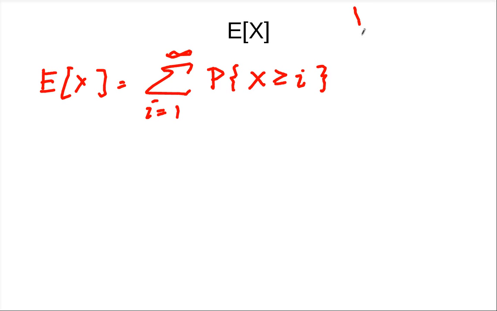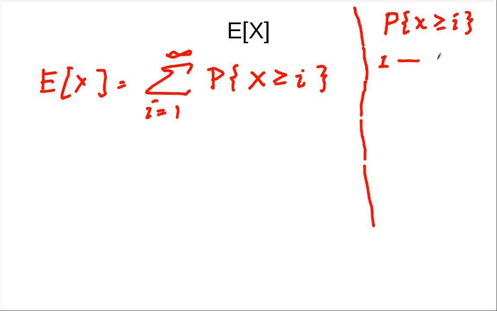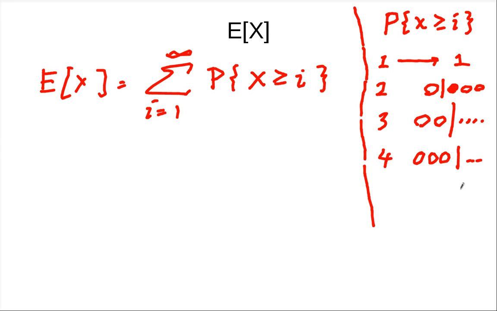Let's take a side note here. What's the probability that x is at least i? Let's think about it. If i is 1, then it's 1. If i is 2, then it means that the first time you have to fail, and after that, whatever you did is okay. You get at least 2. What's the case when x is at least 3? You have to fail the first 2 times, and after that, whatever you do, x is at least 3. For 4, you have to fail the first 3 times, and then whatever happens is okay. So what's the probability that x is at least i? You have to fail i minus 1 times, and you fail with probability 1 minus p each time.